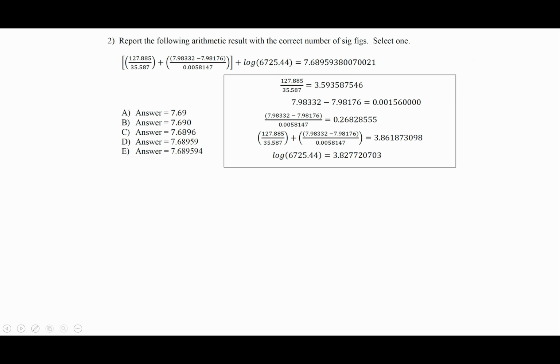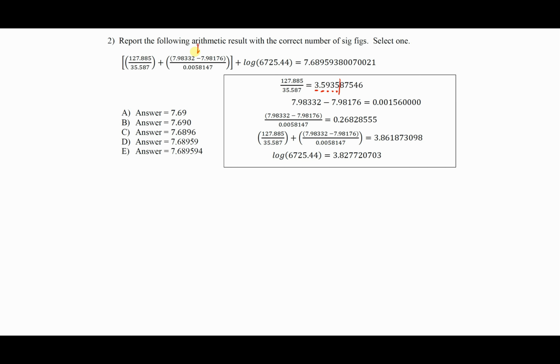Okay, so report the arithmetic results. Very similar problems before, except we're doing addition. Okay, so let's take a look here. Here we are doing some division, right? And we have 6 sig figs and 5 sig figs, which means this number can only have 5 significant figures. So 1, 2, 3, 4, 5. So we're off at that 5th point there.